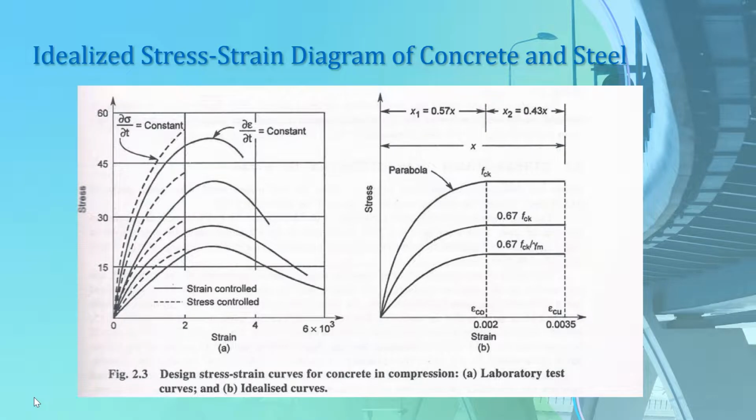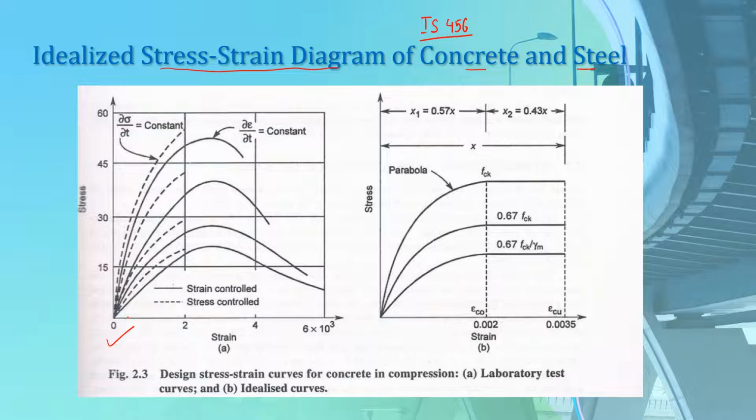Okay, first let's look at the idealized stress-strain diagram of concrete and steel. This idealized stress-strain diagram has been recommended by our code of practice, that is IS 456. Some idealizations have been made in comparison to the actual stress-strain diagram for concrete and steel, and thus we have derived the design curve that we will be using in our analysis and design of reinforced concrete structures.